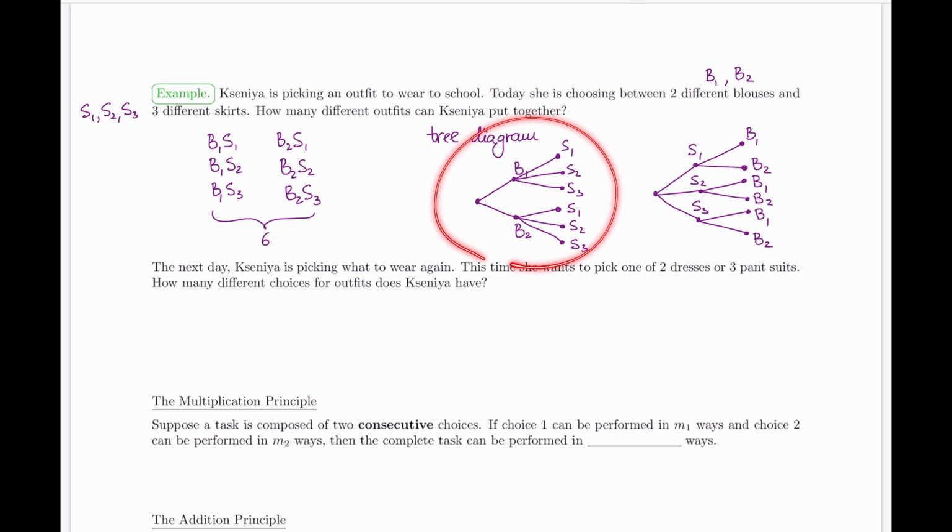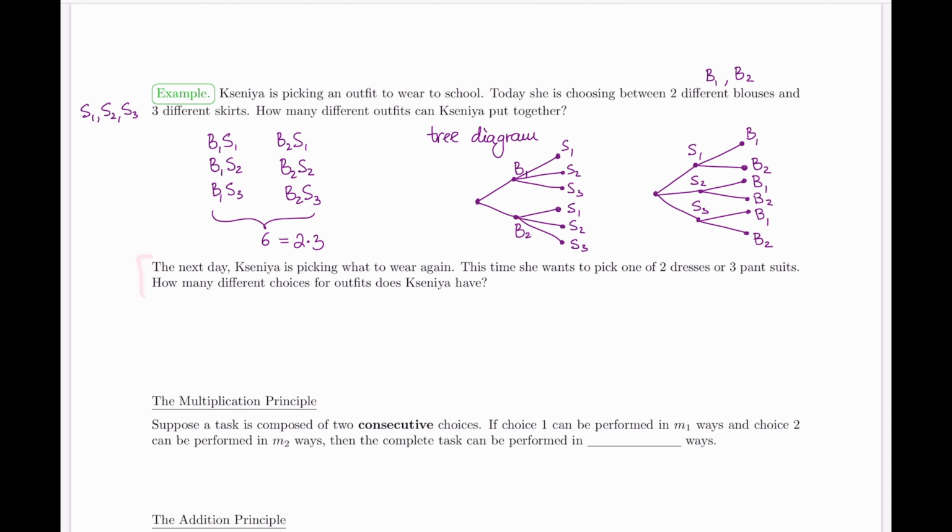The tree diagrams help us see a little bit better where this number 6 comes from. For example, for the first tree diagram, I picked 2 options here, and then for each of the 2, I had 3 possibilities. So this 6 actually comes from the fact that I have 2 options for blouses and 3 options for skirts. Multiplying the 2 together gives me all the possible options for the outfit.